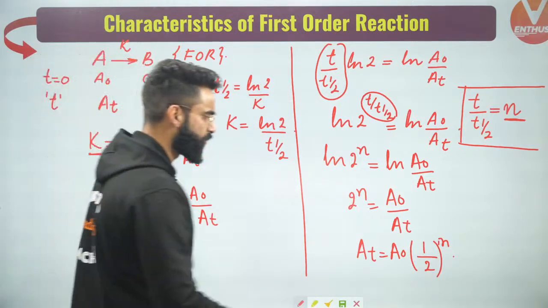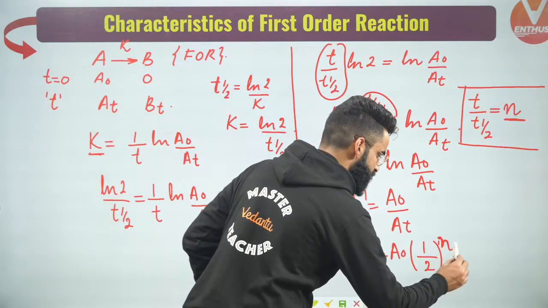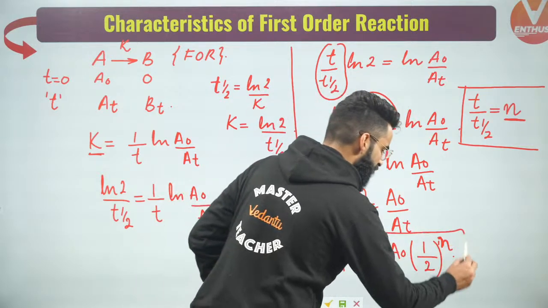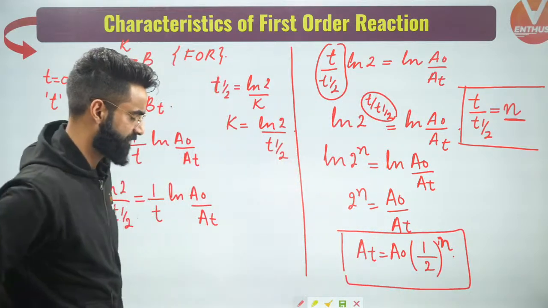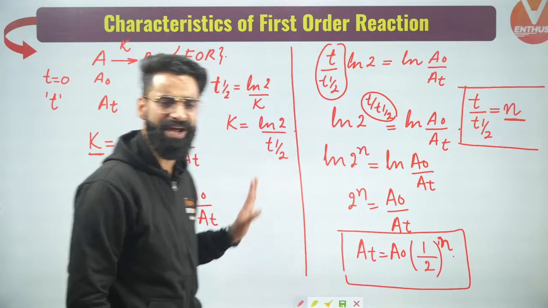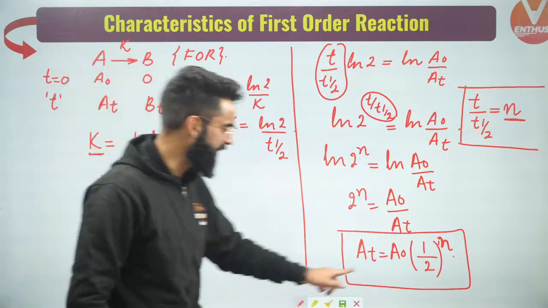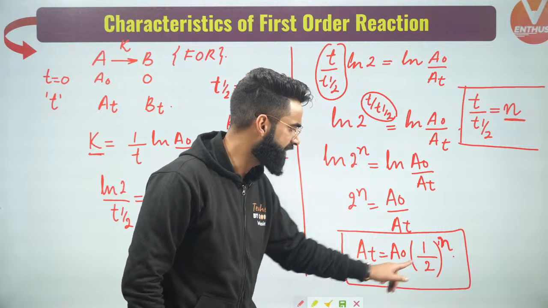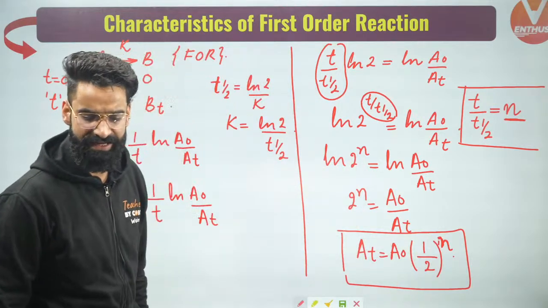Correct? So this is one important expression which I want you guys to take a note of. Yes, and people, you have to be careful with the terminologies in this expression. What is this At? At is the concentration of reactant left at any time t. Yes, A naught is the initial concentration of reactant. n is the number of half-lives.